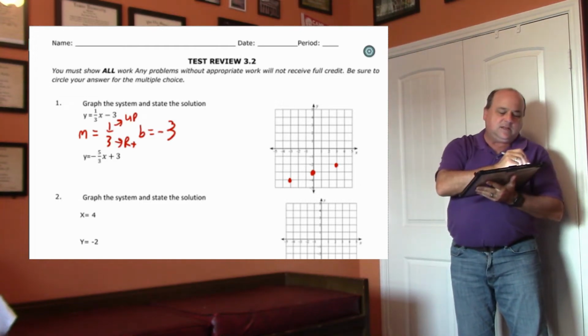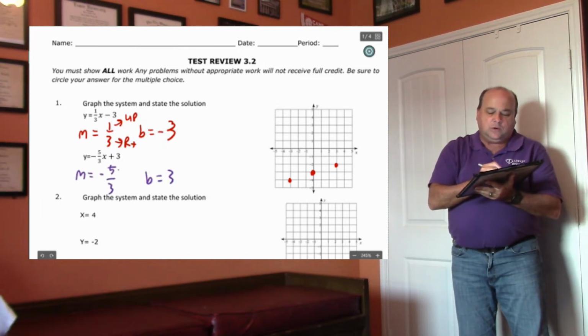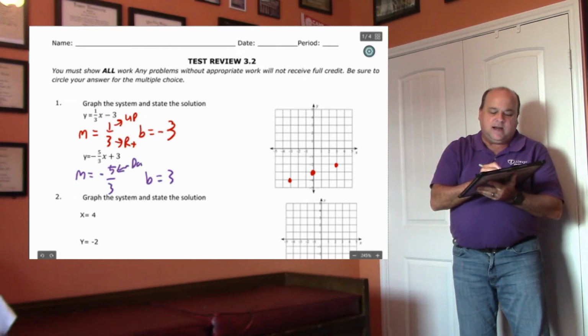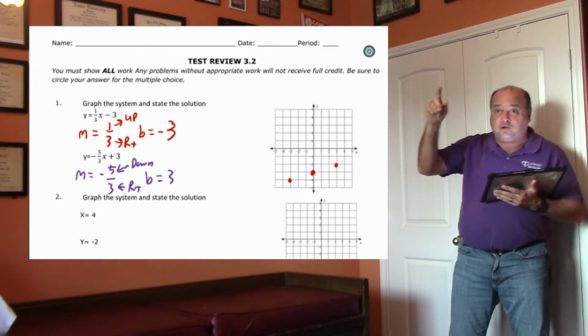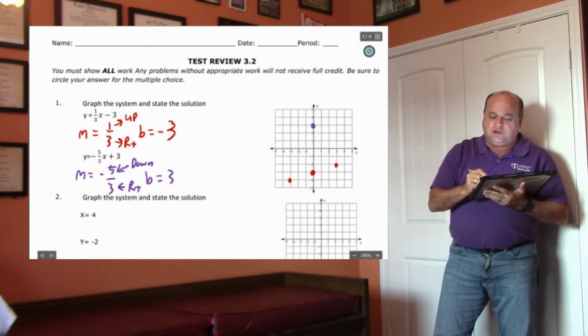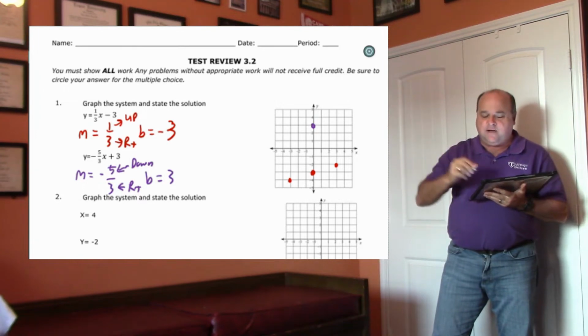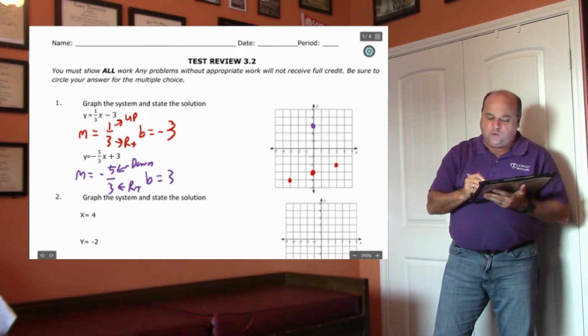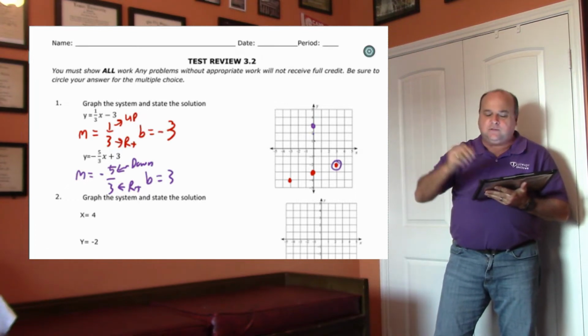Now then, let's graph the next line. My m equals negative 5 over 3, and my b equals 3. And this is telling me to go down and to the right. Remember, your slope tells you up or down to the right. And our y-intercept's 3. So we're going to graph our y-intercept, and then our slope tells us to go down 5, right 3. So 1, 2, 3, 4, 5, 1, 2, 3. I'm right here on this dot, aren't I? That's going to be the solution.